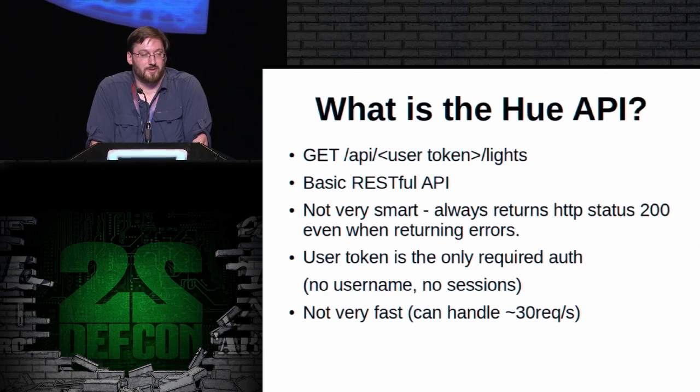As I said, it's just the user token. There's no username and password, and it's not very fast. Depending on how the device is feeling on any given day, it's between 30 and 60 requests per second that I can talk to. So this is the other limiting factor. It's nice that it's slow because the timing attack we're trying to exploit is more obvious, but it's not nice because it takes a long time to collect the data.